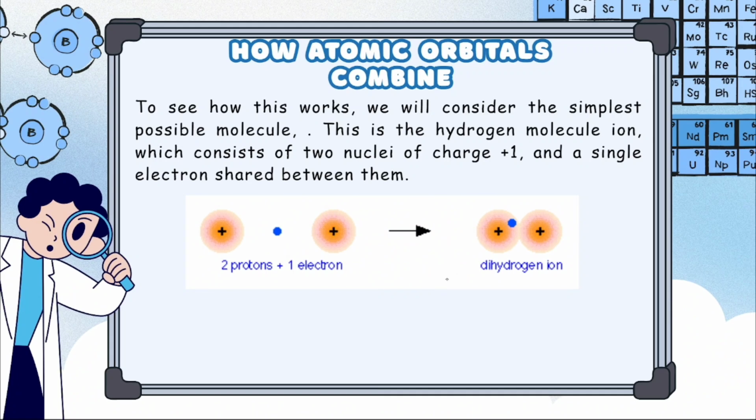In summary, this shows the basic principle of molecular bonding. When orbitals overlap and electron density increases between nuclei, the atoms become bound together in a bonding molecular orbital, or the sigma orbital.